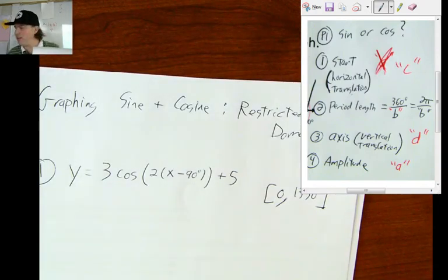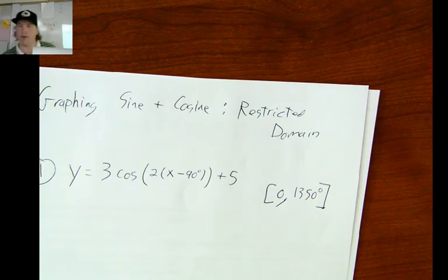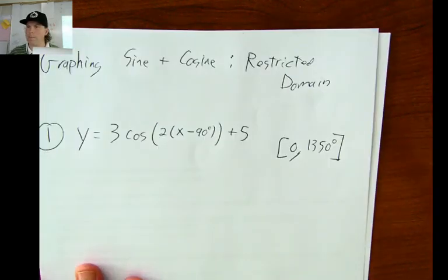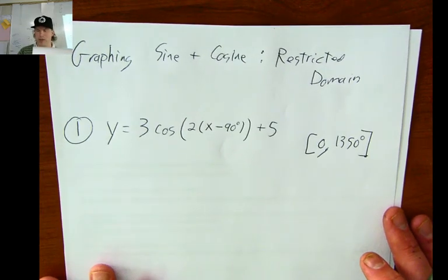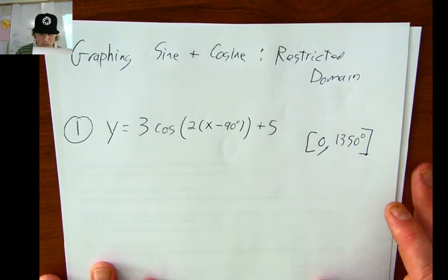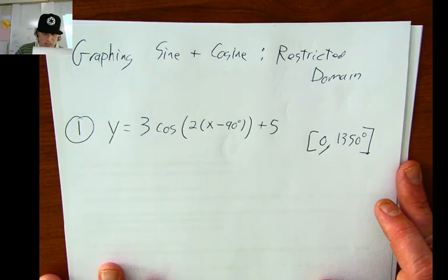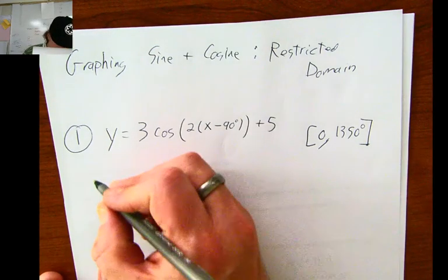All right, second thing I want to do today, and just let me eliminate this real quick. Okay. So we're going to be doing some graphing sine and cosine, but this time with the restricted domain. This one's a little trickier. You gotta use some common sense.